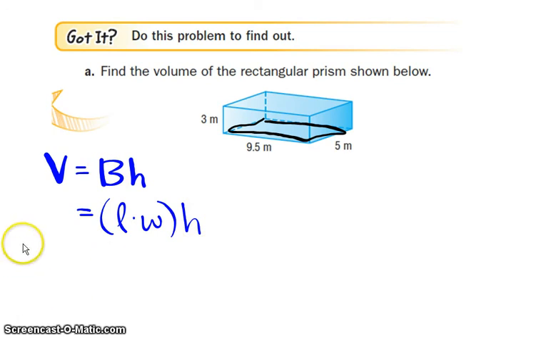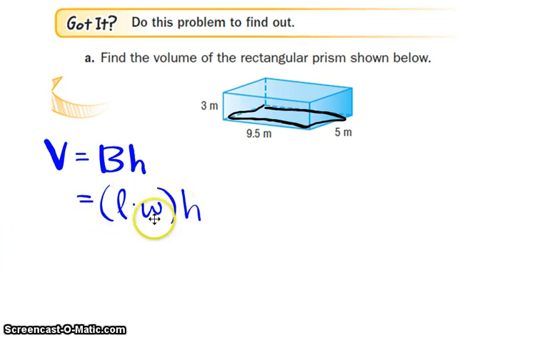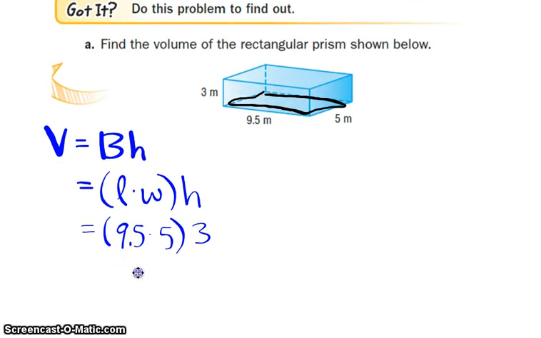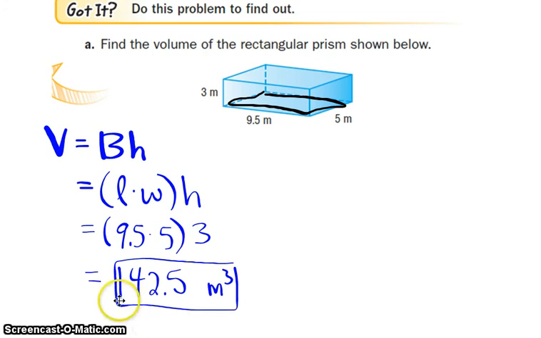Okay. The next step, let's plug in what we know. Your length is 9.5, your width is 5. Now if you have those two switched around, it's okay. That doesn't matter. Then the height of the object is 3. That means that there are 3 layers of this base right here. Multiply it all together, and you should end up with 142.5 meters cubed. Now make sure you put your units in here. It's cubed because now we're talking 3-dimensional. That's the difference between volume and area. We're in 3 dimensions now because we're dealing with geometric solids.